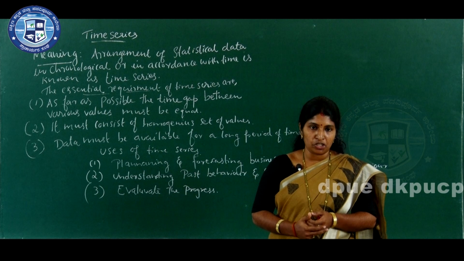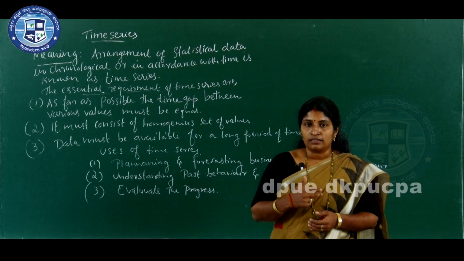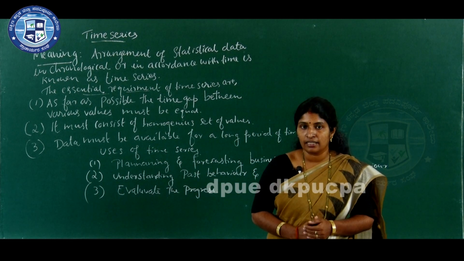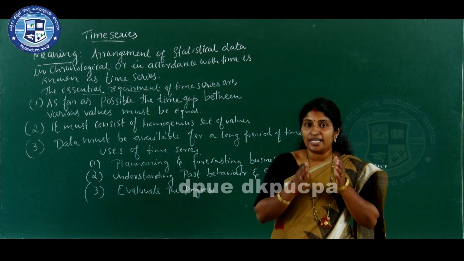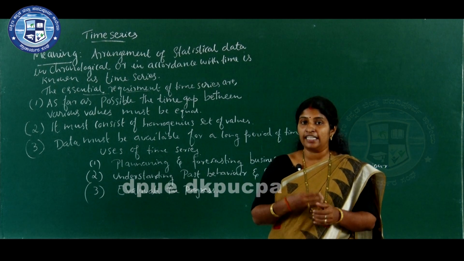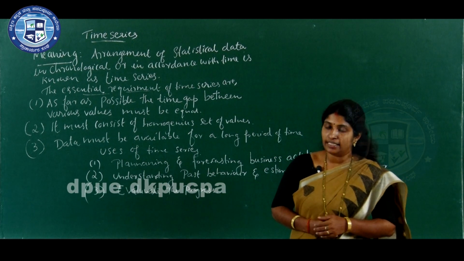For future prediction, first you have to collect the data. The data collected, observed and recorded in a specified interval of time is called time series data. Now let us discuss the meaning of time series.